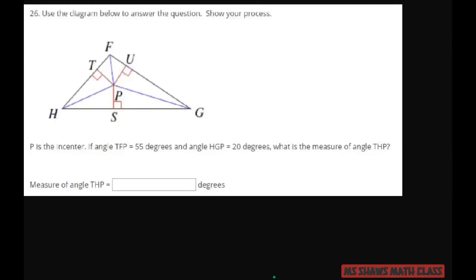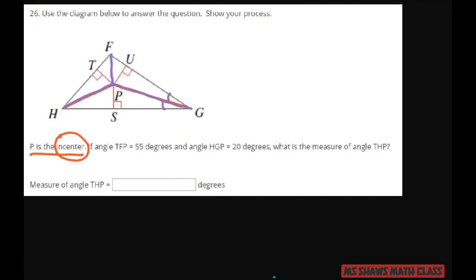Hey everyone, we're going to use the diagram to answer the question below. So basically, we know that P is the incenter. By knowing that it's the incenter, we know that these lines, these purple lines, are angle bisectors. I'll just put those back in purple. That means these angles are congruent.